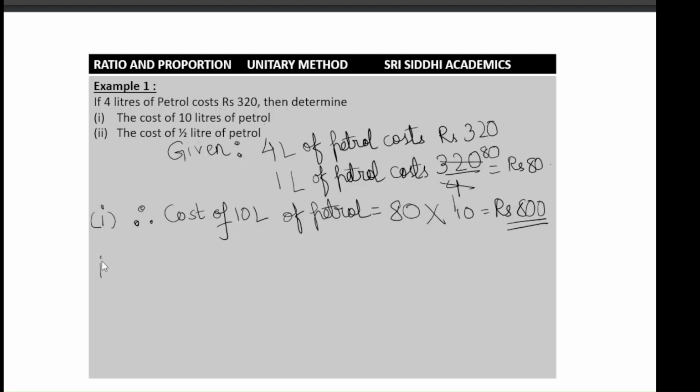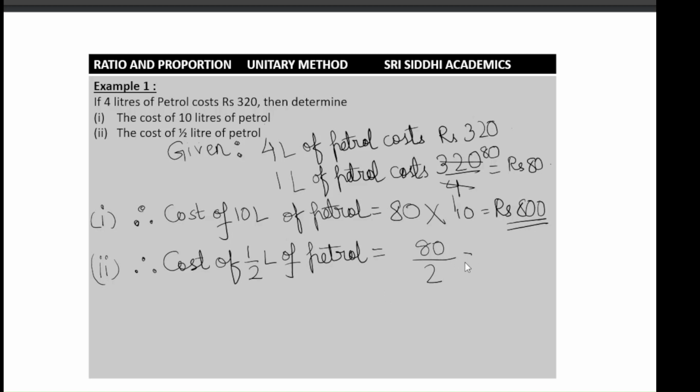Now next question, part 2, if you read, it is asking us to find the cost of half liter of petrol. Half liter of petrol will cost more or less than 1 liter of petrol? Definitely it's going to cost less. So if we are going to find something less, we divide. So cost of half liter of petrol, how will we find? We'll write the cost of 1 liter of petrol and divide it by 2, because half liter will cost half the price.